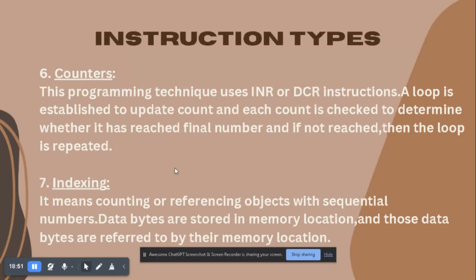Now we have the seventh instruction type, which is indexing. It means counting or referencing objects with sequential numbers. Data bytes are stored in memory locations, and those data bytes are referred to by their memory location. Basically, indexing is the address of the data where it is stored.